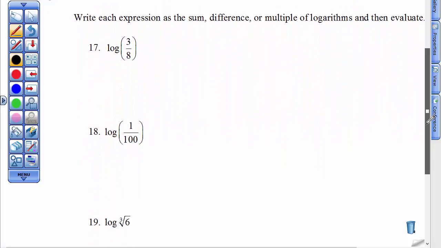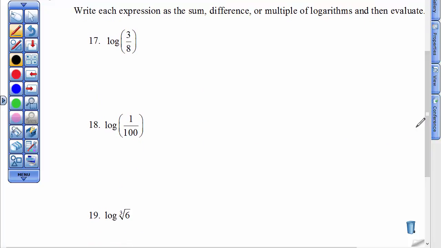Write each expression as a sum, difference, or multiple of logarithms, and then evaluate it. So this one, I'm asking to find the log of 3/8, but what I want you to do is to take your calculator and take the log of 3 and subtract the log of 8. I actually didn't do that beforehand, and I'm going to do that real quickly right now. So the log of 3, and you know what? I'm going to actually write these numbers down. The log of 3 is 0.477.